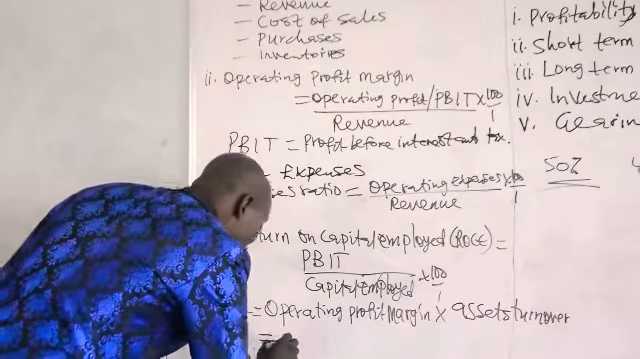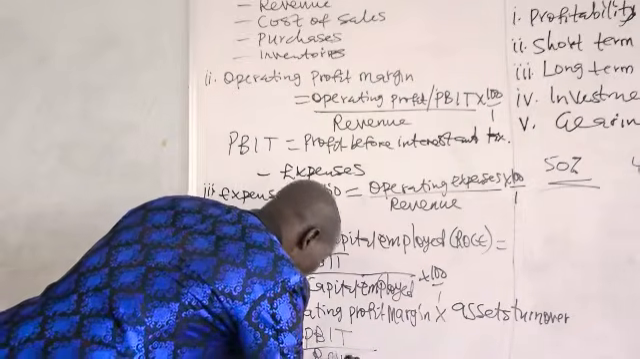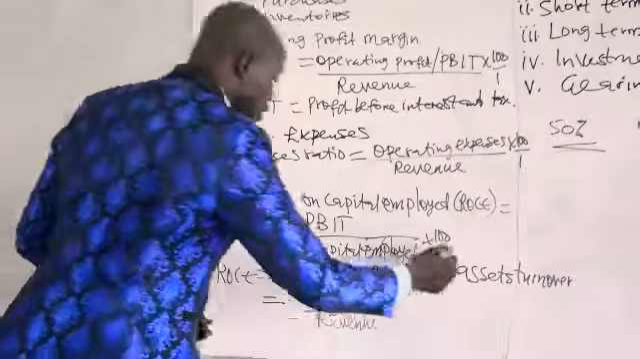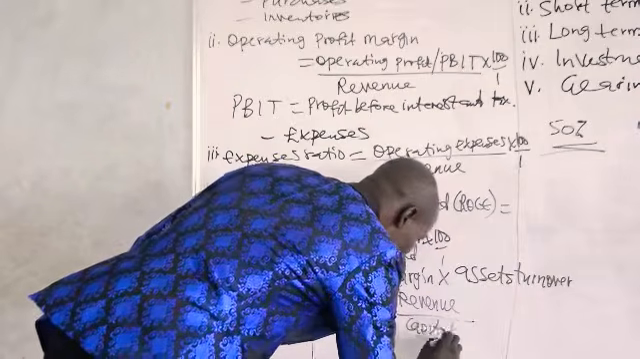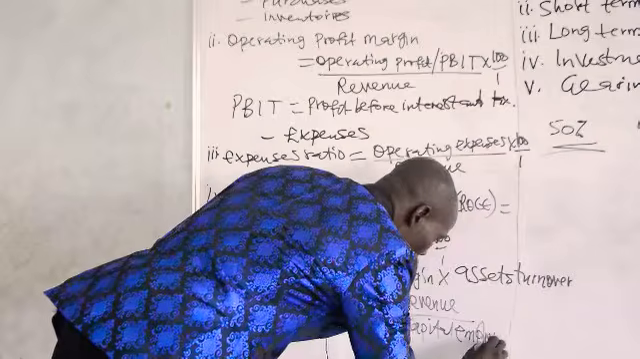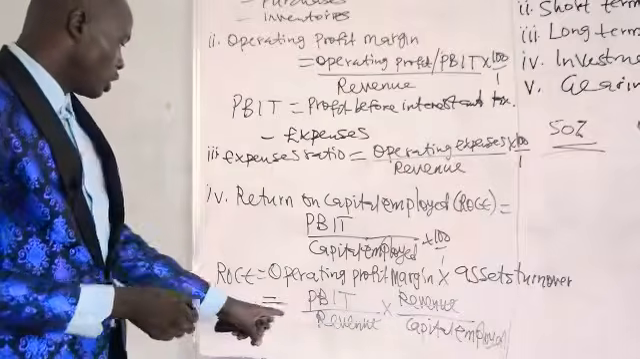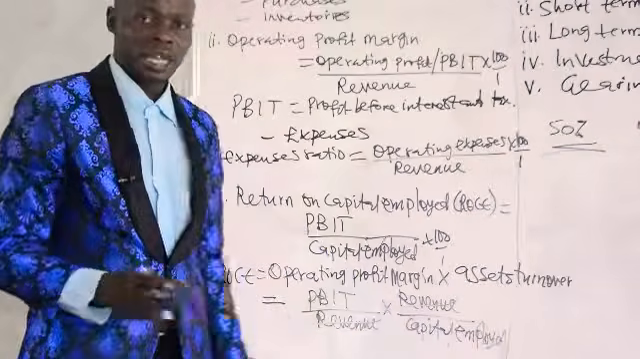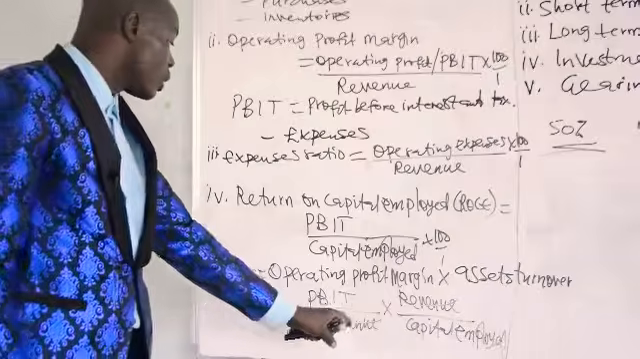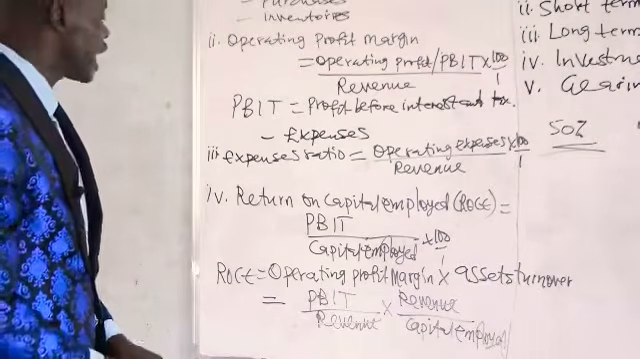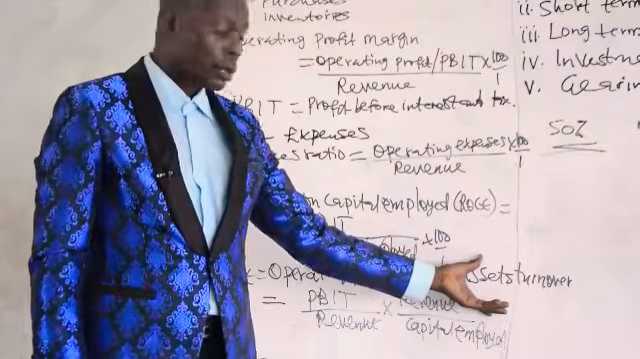Remember operating profit margin, we said it is operating profit, that is profit before interest and tax, over revenue, times asset turnover, which is revenue over capital employed. If you cancel revenue out, you'll be left with ROCE equal to profit before interest and tax over capital employed. That means ROCE is the product of these two secondary ratios. To comment on your ROCE, your comment must not be one-sided. You have to comment on the operating profit margin, and at the same time, on the asset turnover.